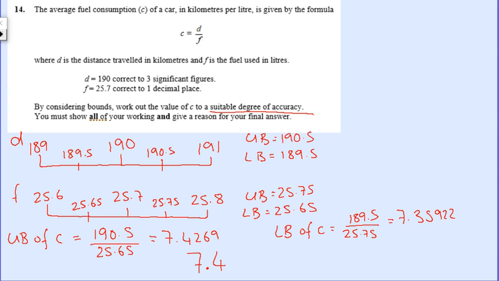And it also says that you have to give a reason, and that's because both the upper bound and lower bound agree to the number of figures. Basically, you just want a sentence that says that they both round to the same thing.